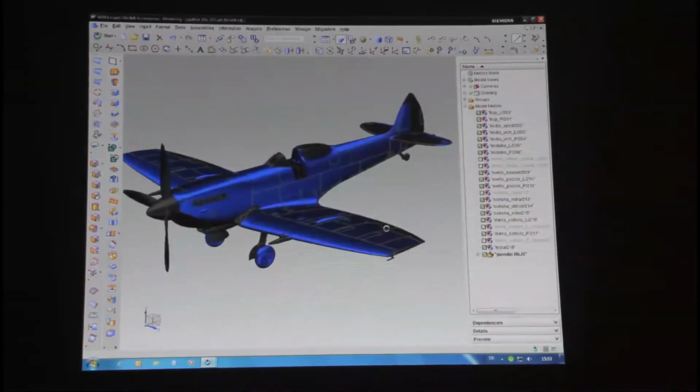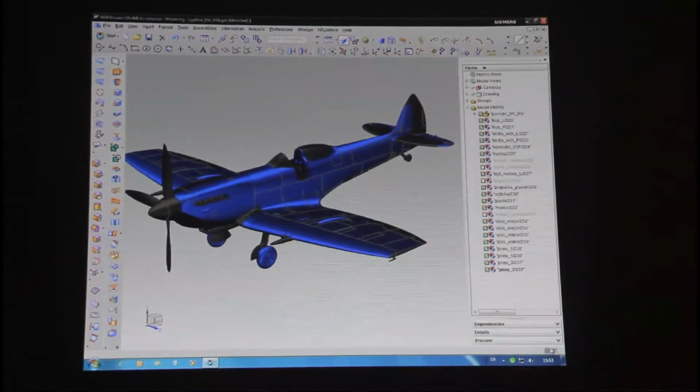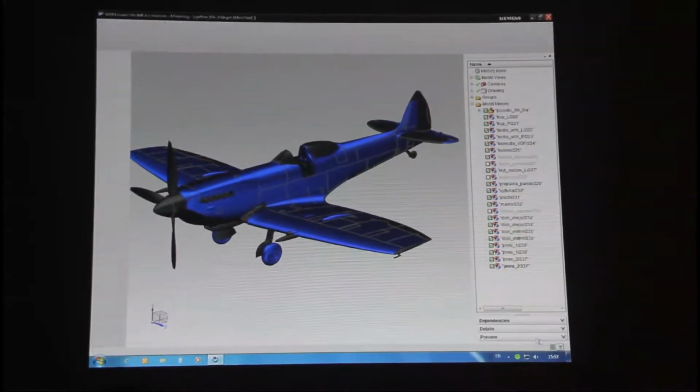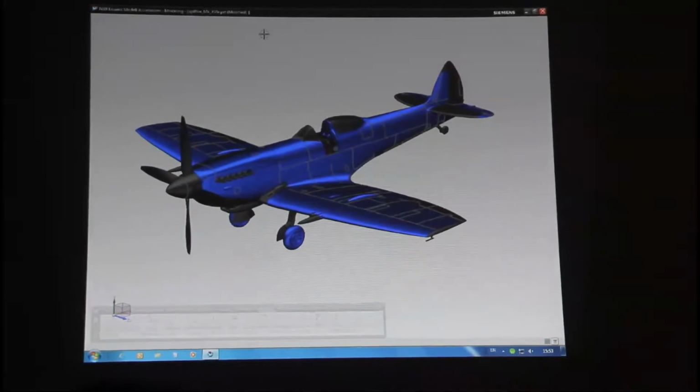The next one, Mark 16, with bubble canopy.